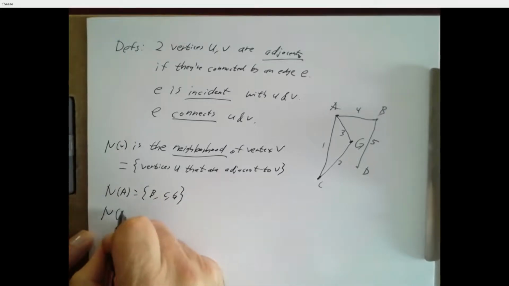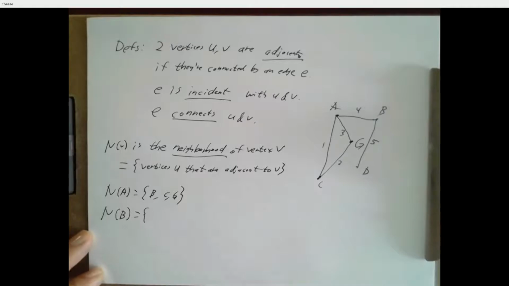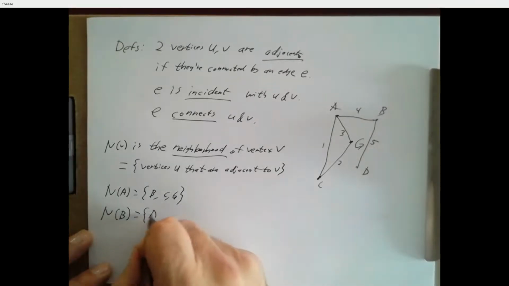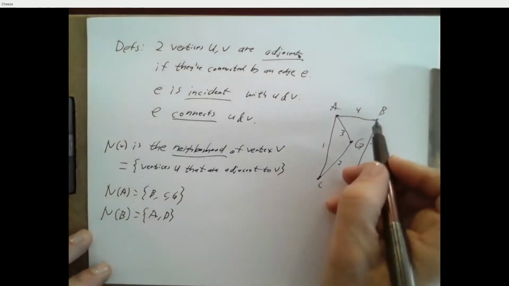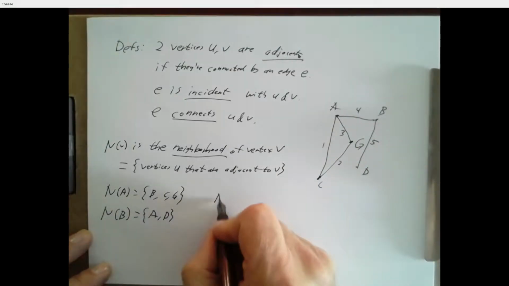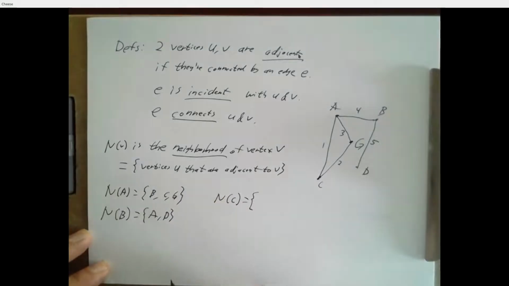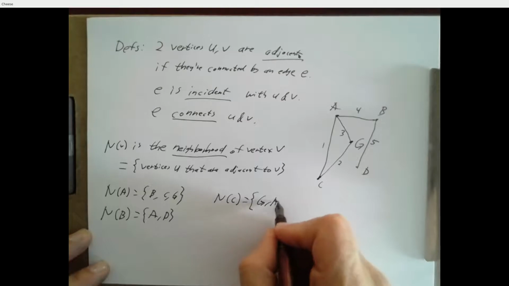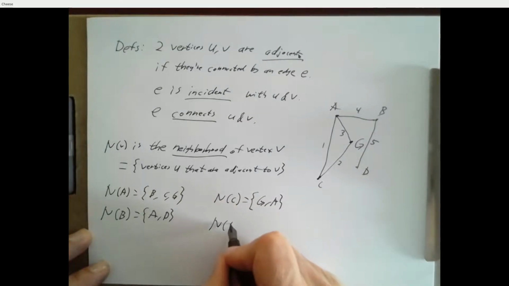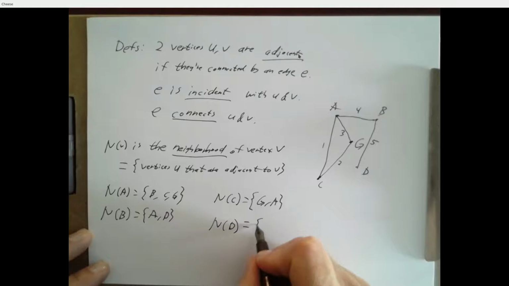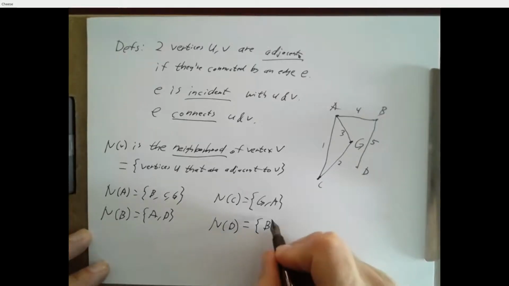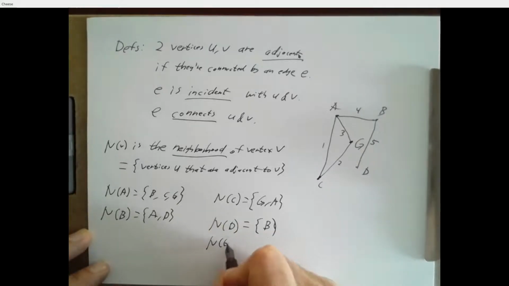What's the neighborhood of B? Right, it's all the vertices that are adjacent to B. Someone else, neighborhood of C. G, A. And anyone else, neighborhood of D. Just B. And neighborhood of G. A, C. You got it.